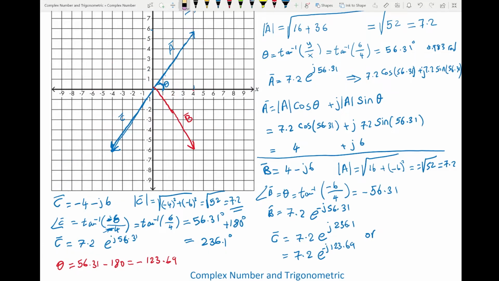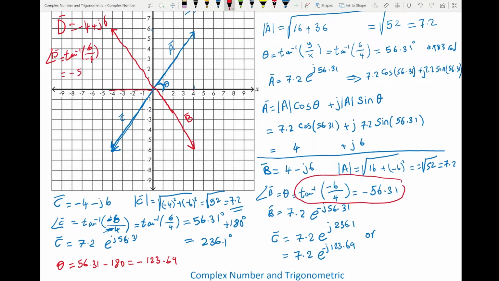Let's clean up. Same thing, if I have a vector D here equal to minus 4 plus j6, and I try to plot it, I move 4 units this way and 6 units up, so the vector will be this one. Now, if you calculate the magnitude, there will be no problem. But if you calculate the angle, then the angle of vector D will be tan inverse imaginary divided by the real. And if you put this value in your calculator, you will get the same thing here, minus 56.31. And that's not correct.